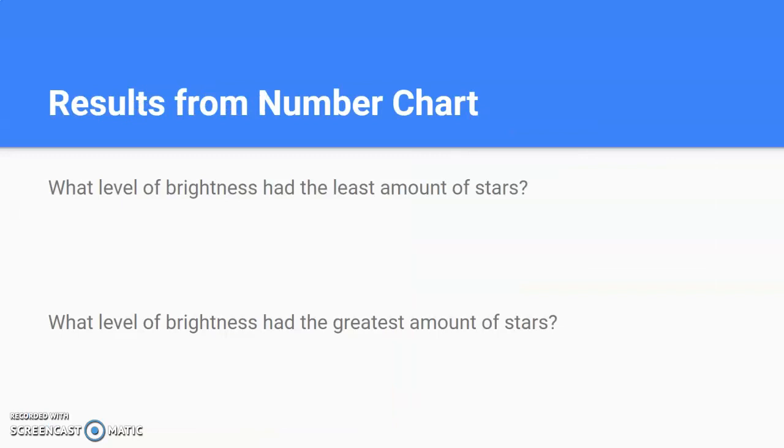Results from the number chart. So once you're done and you have all your answers, you can answer these questions. What level of brightness had the least amount of stars? Was it faint, medium, or bright? What level of brightness had the greatest amount of stars? Was it faint, medium, or bright? Write your answers below once you've completed your star chart.